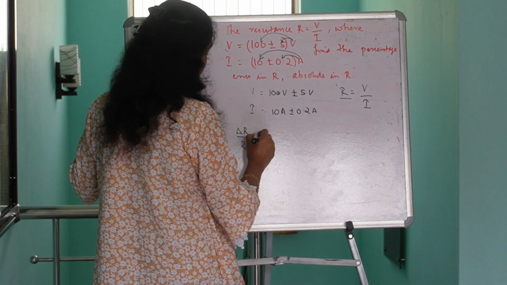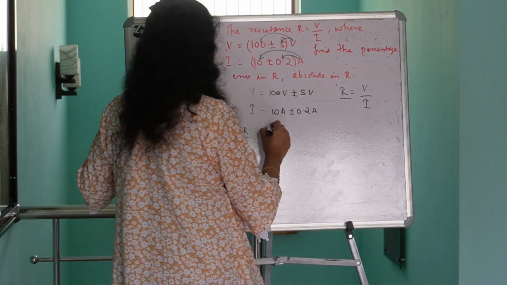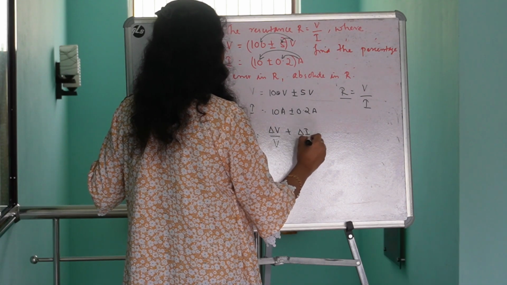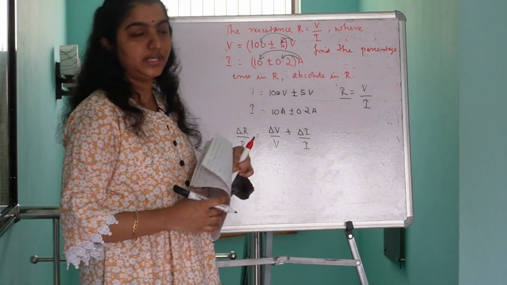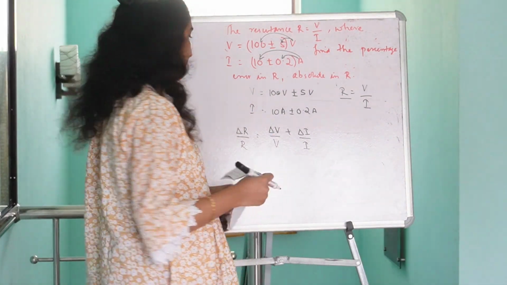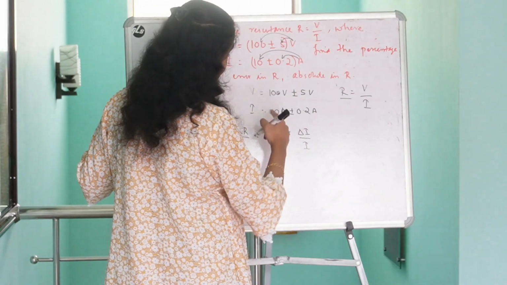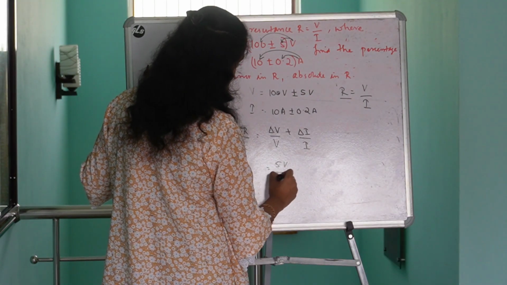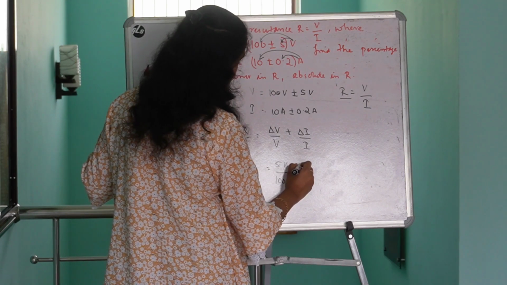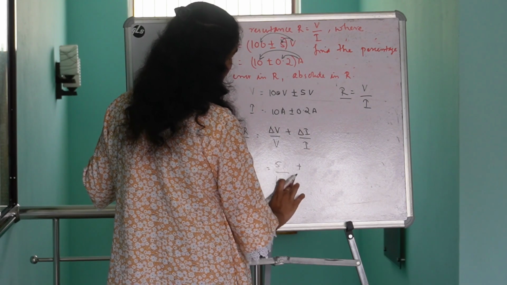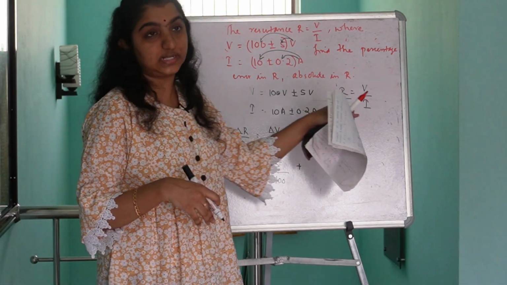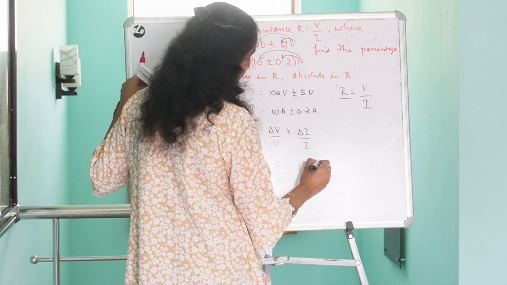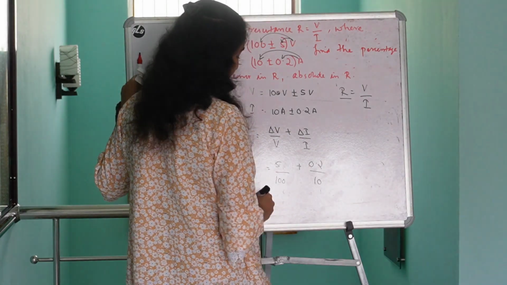Del R by R is equal to relative error in voltage plus relative error in I. How do you find the relative error in voltage? Relative error in voltage is nothing but error divided by actual value. Here also there is no need of writing the unit, since both the units are the same, they will get cancelled. Similarly, error in current divided by actual value.